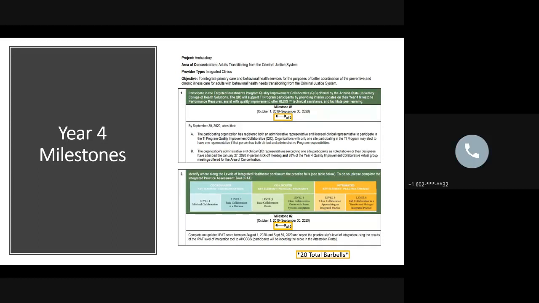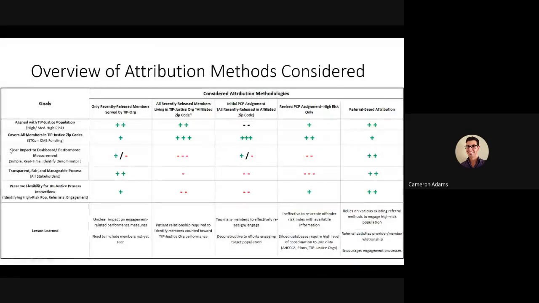Thanks, George. This is Cameron Adams, Data Coordinator for Targeted Investments here. Let me go ahead and move things along. There we go. All right, I just wanted to recap the progress that we've made in creating a justice attribution process. Very innovative, very new stuff. We didn't have a lot of template to go off of. So we had some goals in mind as we were creating this attribution methodology and determining how to best measure a TIP justice organization's performance. We listed a few goals here that we've considered throughout the development of this process.